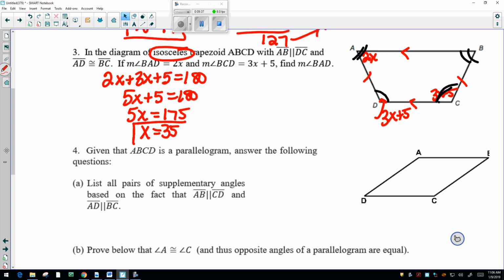Now again, we're not done. We're trying to find the measure of angle BAD. So we have to go back in and plug that in. So that means the measure of angle BAD, when we solve, is going to be 70 degrees.